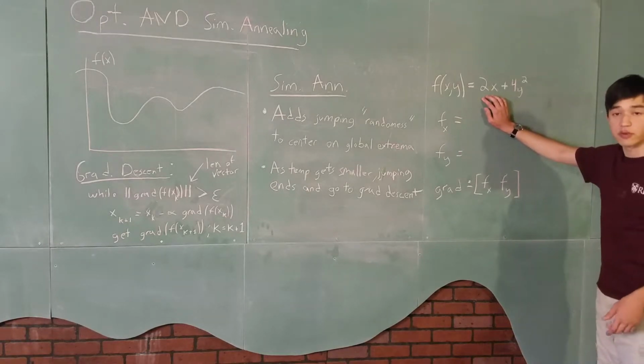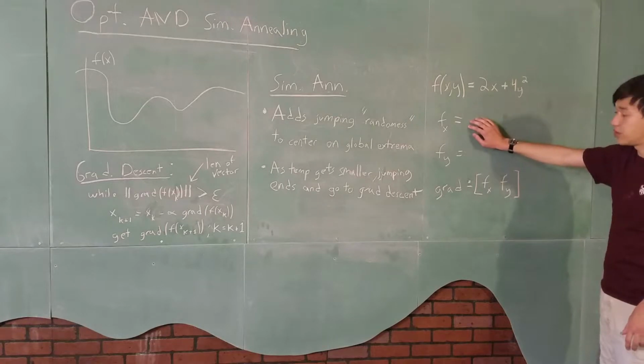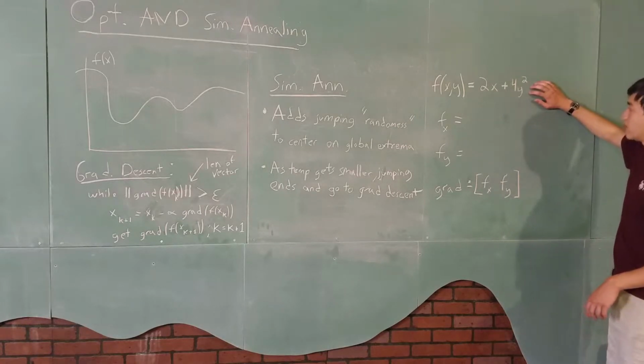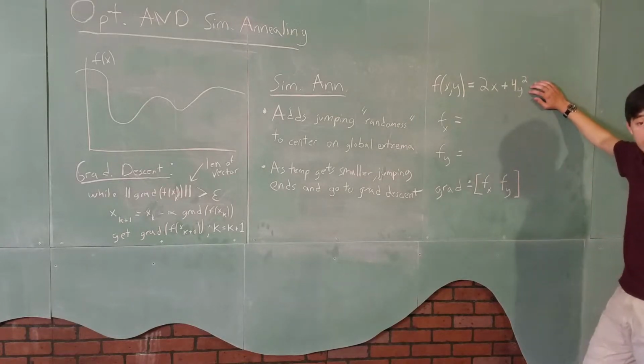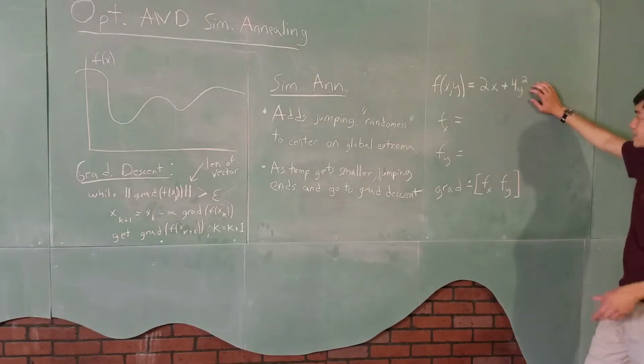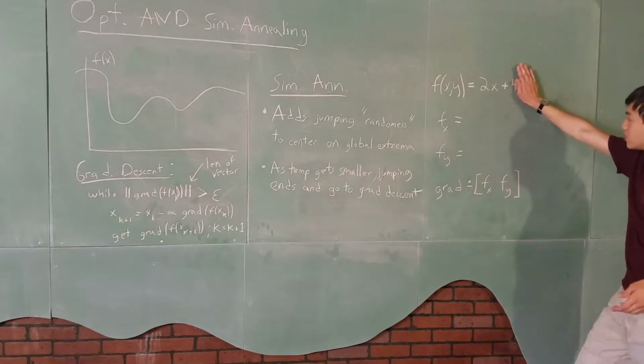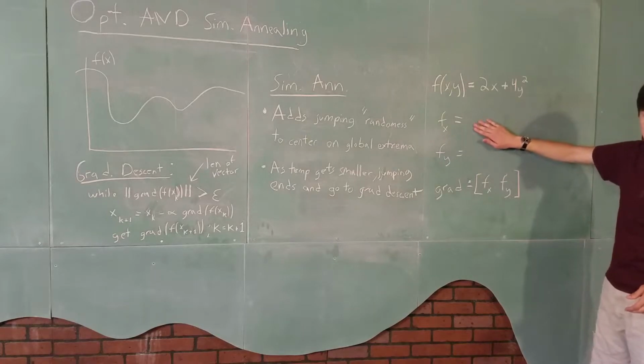So if we were to take f sub x, we look at this first term, and we know how to take this from regular calculus. That just becomes 2. And then as you can see here in this term, it has y. And well, we're treating any other variable besides x as a constant. So that just goes to 0. So f sub x is 2.